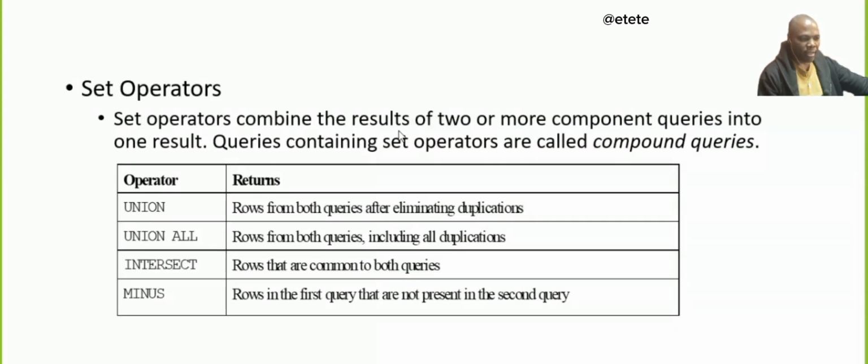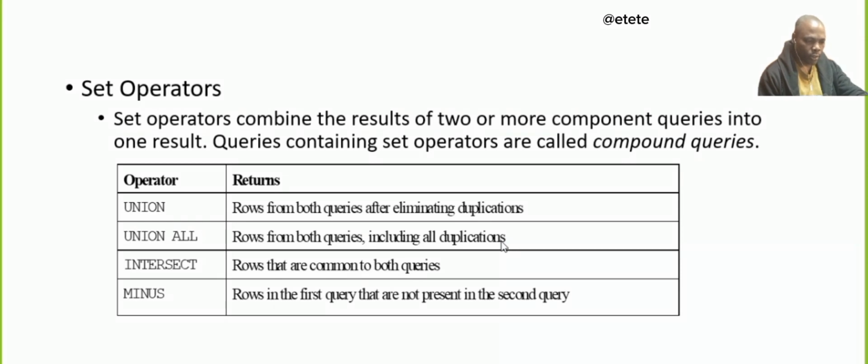Set operators combine the result of two or more component queries into one result. Queries containing set operators are called compound queries. The union that you saw, what does it do? It combines rows from both queries after eliminating duplications. So we are going to have two different select queries. Union all will return rows from both queries, including all duplications.